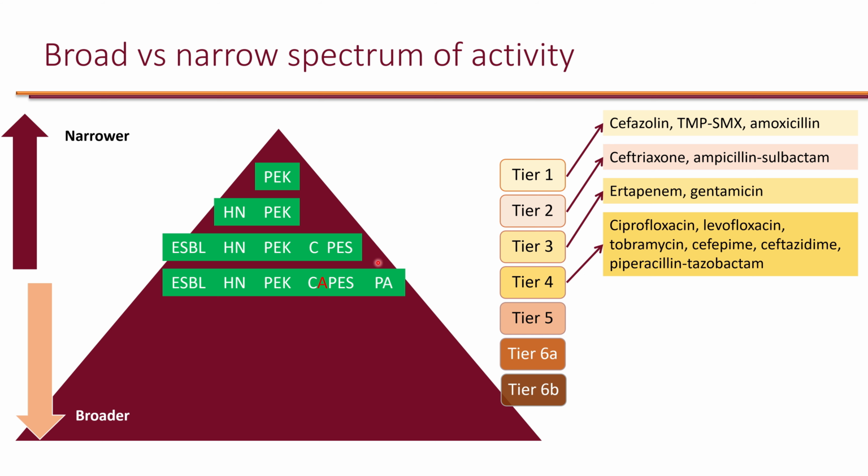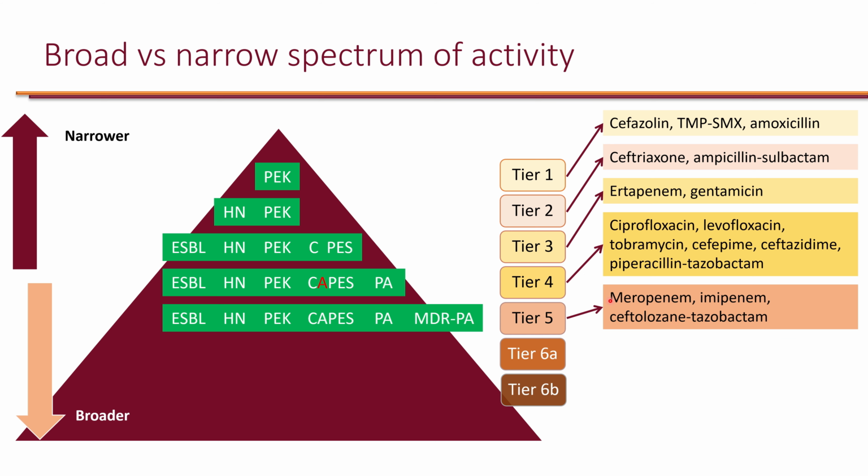So this is literally the beginning of broad spectrum, and these are drugs that are pretty much active against wild type Pseudomonas aeruginosa. So ciprofloxacin, levofloxacin, tobramycin, cefepime, ceftazidime, and piperacillin tazobactam are the most common ones. And I say wild type because, again, Pseudomonas can develop resistance to these agents, but wild type essentially means these agents will have intrinsic activity against Pseudomonas.